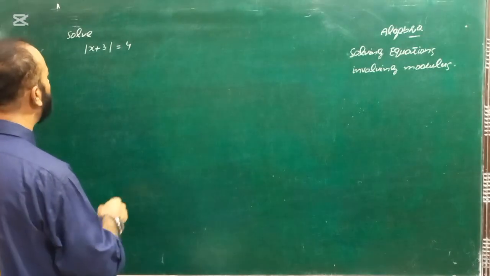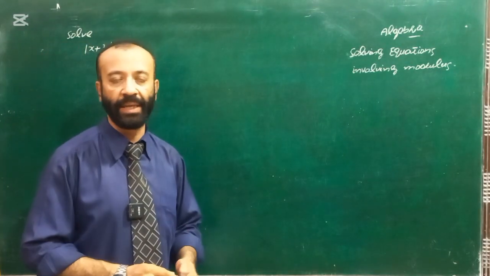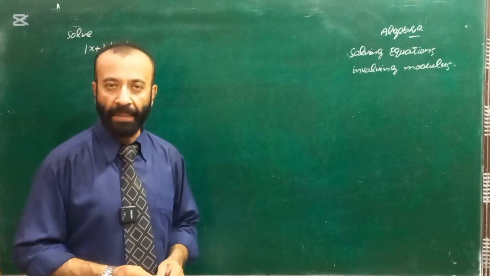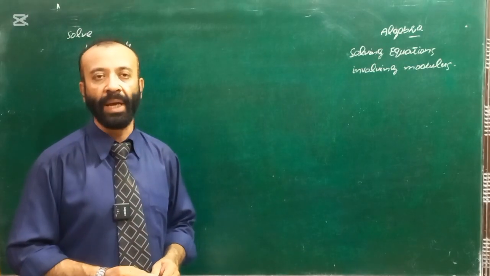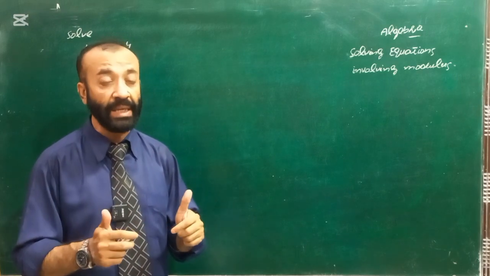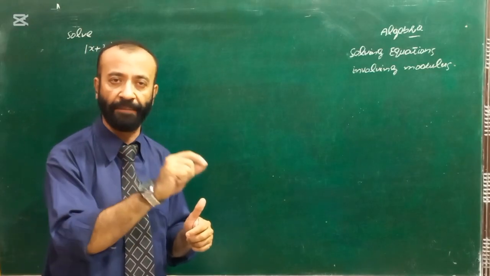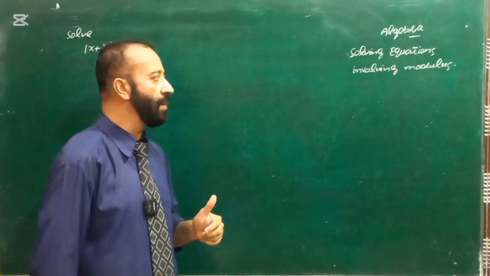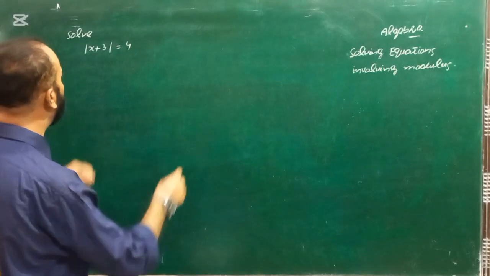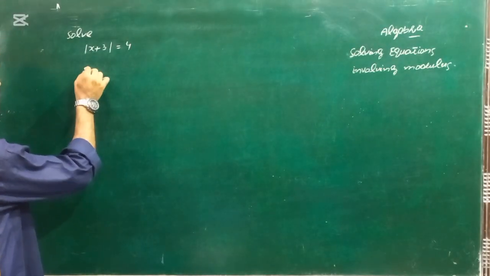To solve this kind of question, there are actually two methods. One is the simple method and the second is the graphical method. In the papers, both methods come, and you will be required to solve with either of these methods, or you will be told to solve the question by the graphical method or by the simple method. So you have to learn both methods. The first method is to take squares of both sides.